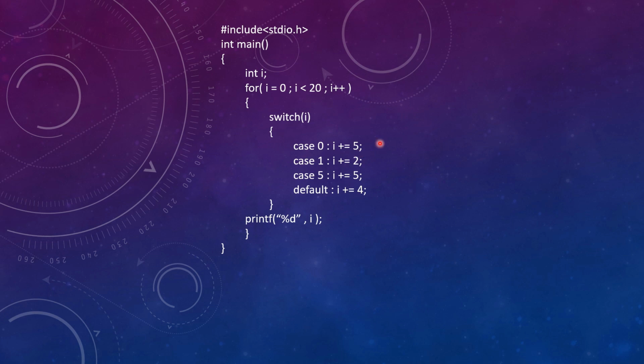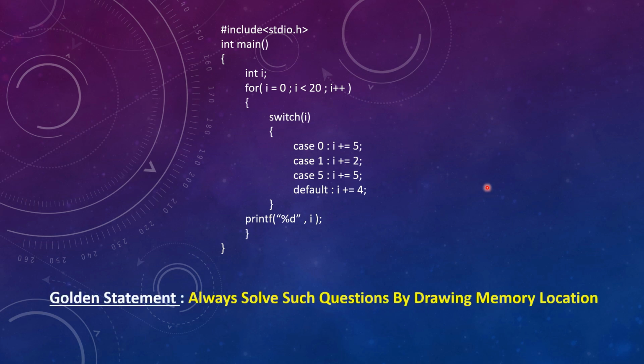Let us see a golden statement here before moving on to the solution, because that will help us. The golden statement is: always solve such types of questions by drawing memory locations. We have a lot of additions and subtractions going on here, a lot of condition checks, and a for loop. So whenever you face a question with a looping kind of thing, you must solve it using memory locations. I will show you how to draw it here. So let us solve it.